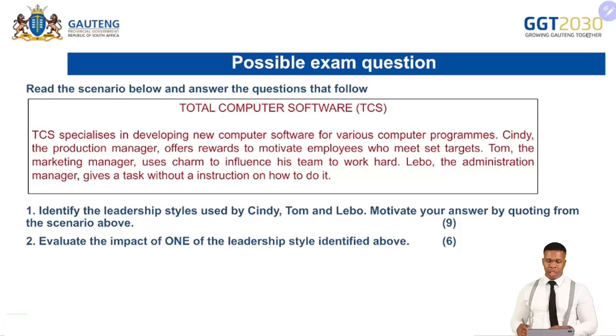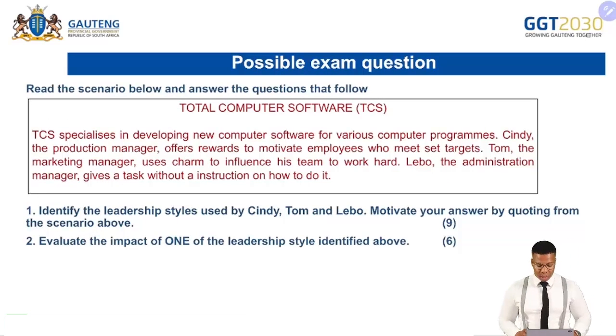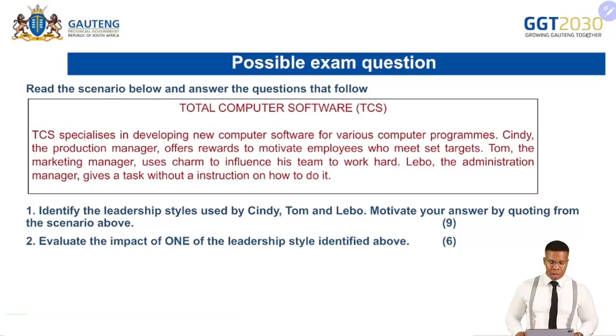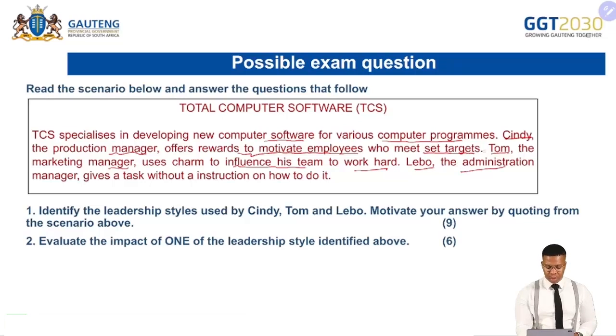Now, we look into possible exam questions. Considering what we just did, this is how a question can be assessed in your exam tomorrow. We have Total Computer Software, which specializes in new computer software for various computer programs. Then we have Cindy, the production manager, who offers rewards to motivate employees who meet the set targets. And then we also have Tom, the marketing manager, who uses charm to influence his team to work hard. And then we also have Lebu, the administration manager, who gives a task without instructing on how to do it. So that is your scenario there.